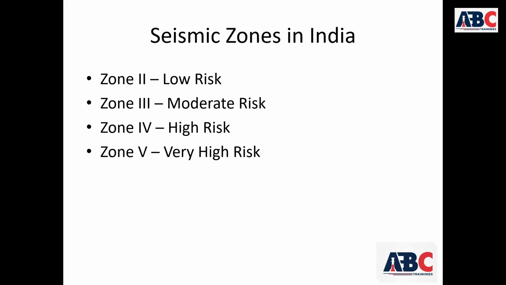Zone 2, low risk zone. Zone 2 is considered to have the lowest seismic risk in India. Expected ground shaking is rated low. Earthquakes may occur, but the damage potential is minimal compared to the heavier zones.